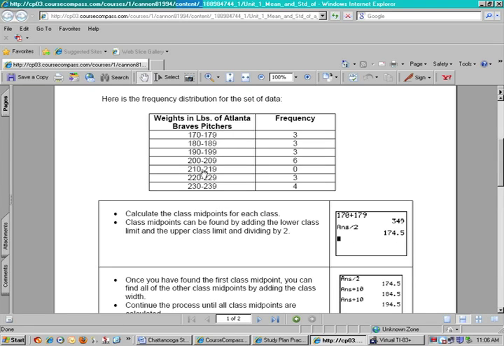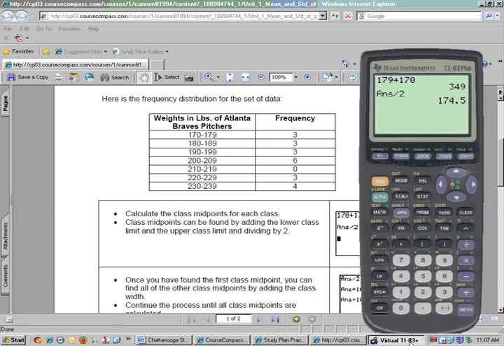We need all of the class midpoints. Instead of having to add each of these and divide by 2, I want to find the class width first. So the class width is the difference in my classes. If I look at this, 180 minus 170, it's a difference of 10. So if I take that and add it to 174.5, just plus 10, that should be the midpoint of this next class. If I add 10 more, that should be the midpoint of the next one. So we can see the pattern, 174.5, 184, all the way down.